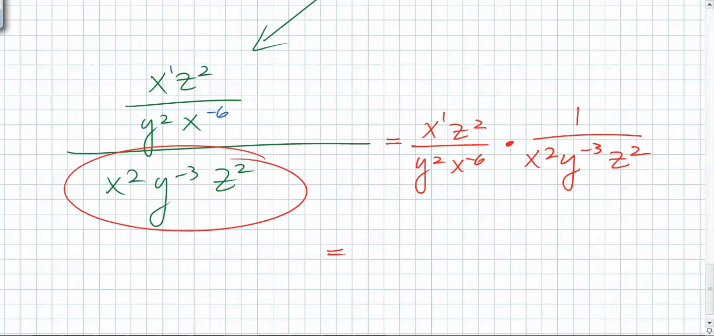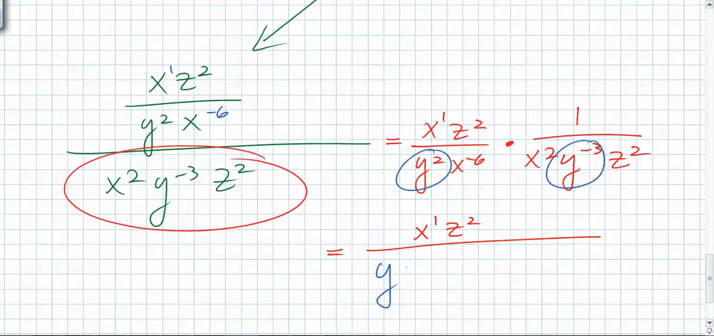So what should we simplify first? Can we simplify the numerator or the denominator? Well, the numerator just becomes x to the first z squared. What does the denominator become? What power is y being raised to in the denominator now? You have y squared and y to the negative 1, and then x to the negative 6 and x squared, what's that? X to the negative 4, and then what's still left? Z squared. Okay.